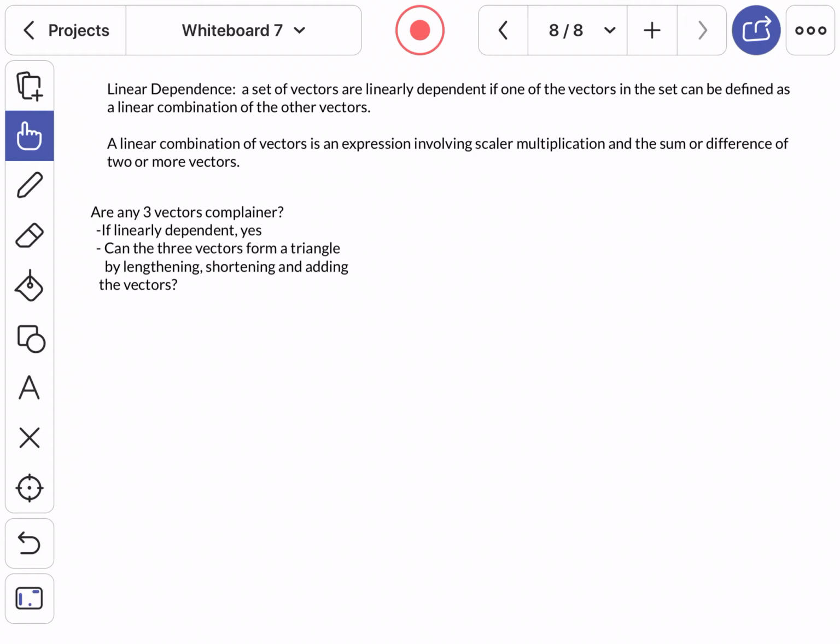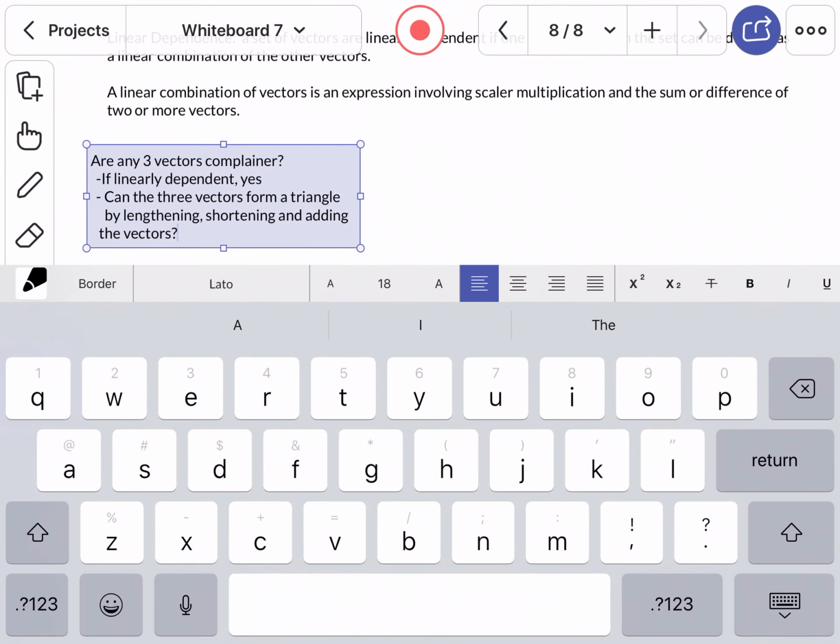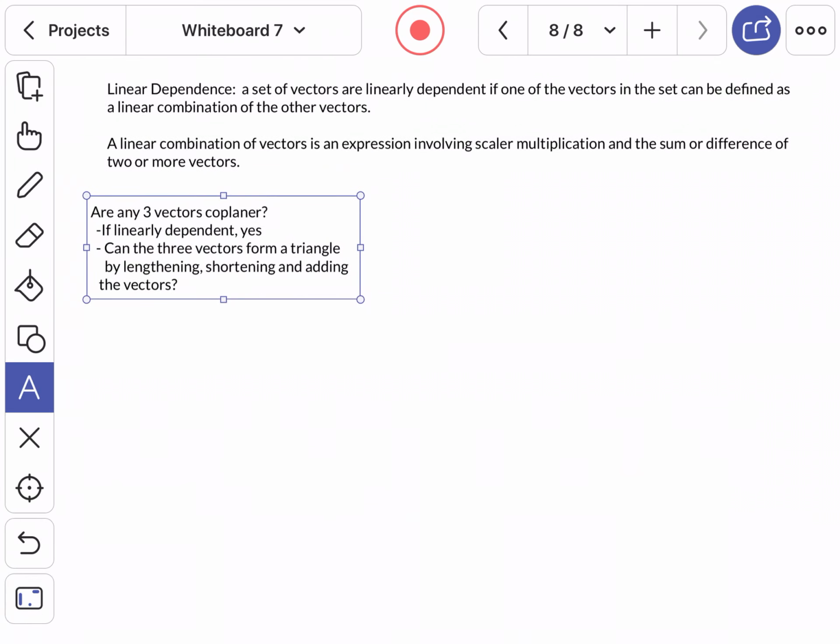Are any three vectors, oops, I made a typo here, coplanar? It's supposed to say, obviously, coplanar. Sorry. And the answer is, if they are linearly dependent, yes.